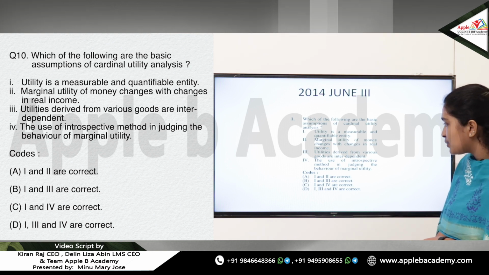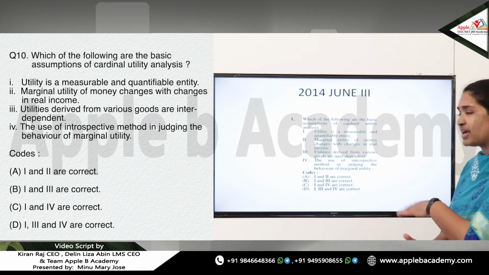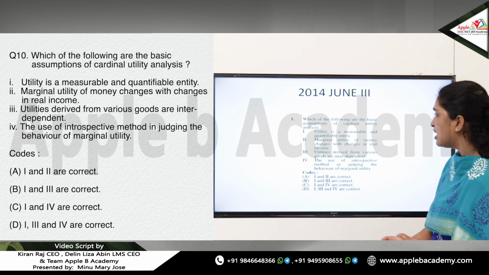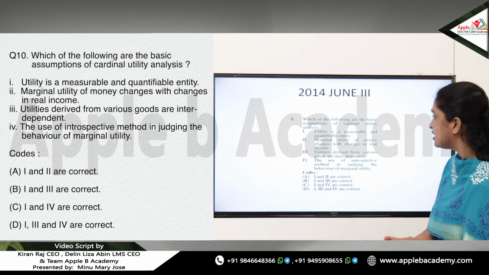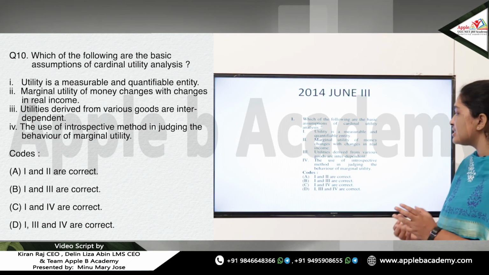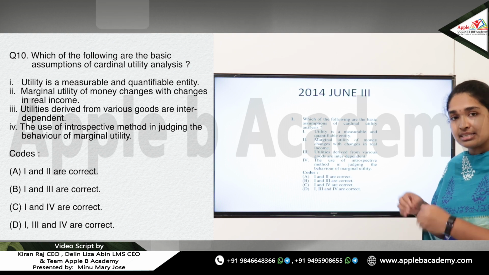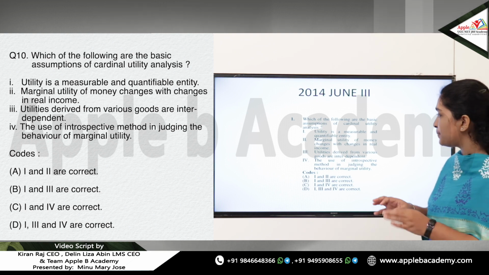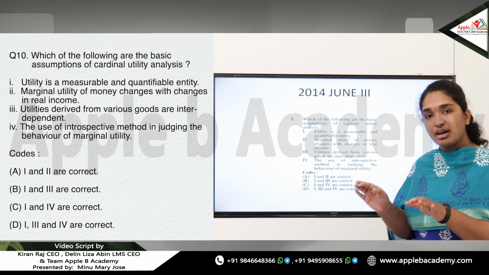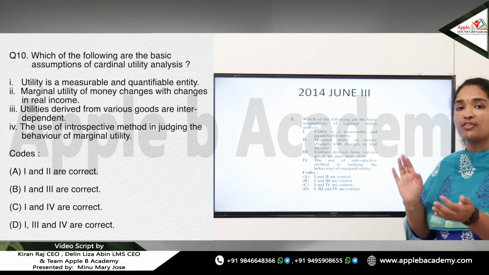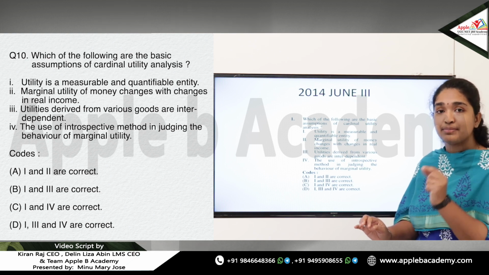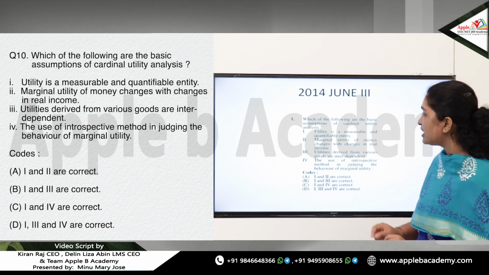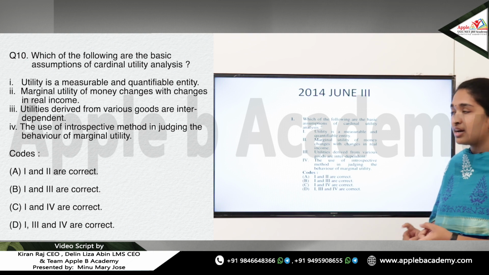So the question is based on the assumptions of cardinal utility. The first option, that utility is measurable and is a quantifiable entity, is actually the exact meaning of cardinal utility analysis, the first and foremost assumption that was given by Alfred Marshall, that we can exactly or numerically measure cardinal utility. So here in this question, option 1 would be a right answer.